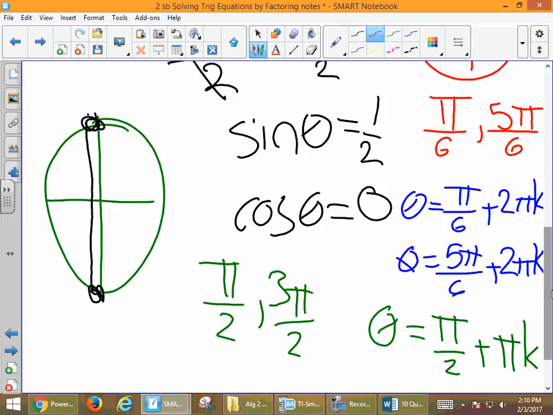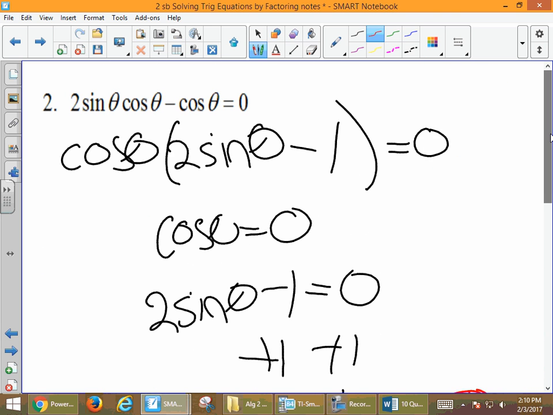And so all of these are our answers for the trigonometric equation that we started with. So we have a lot of different answers for this trigonometric equation.